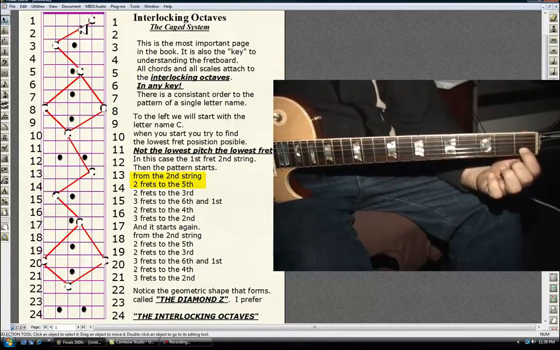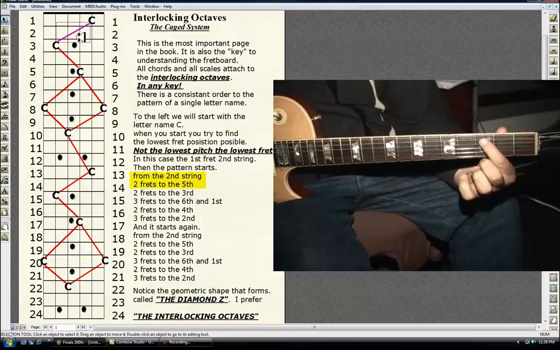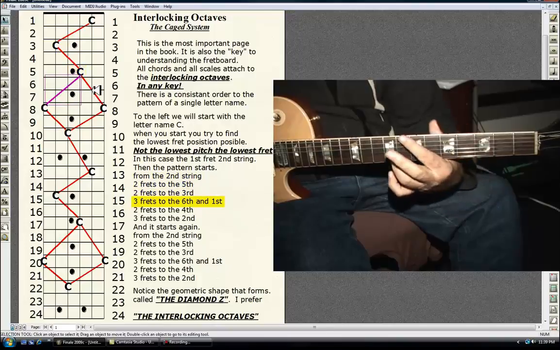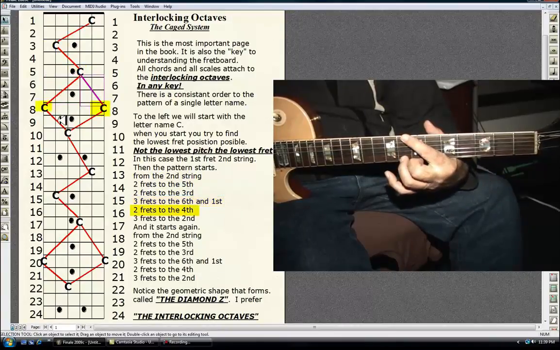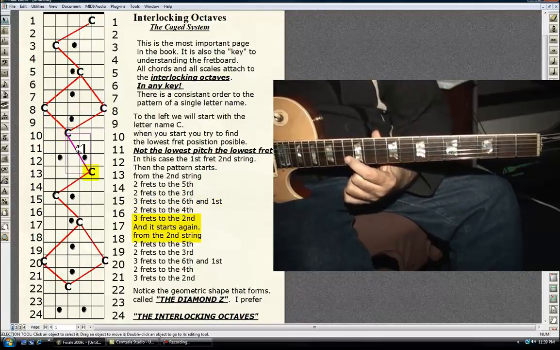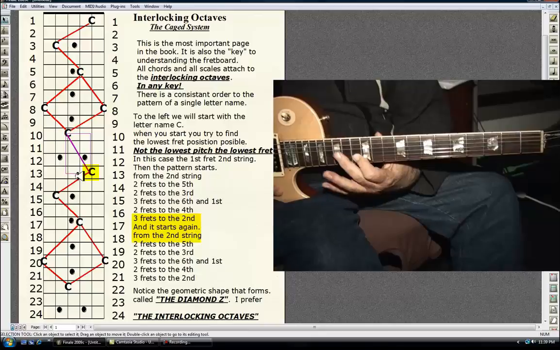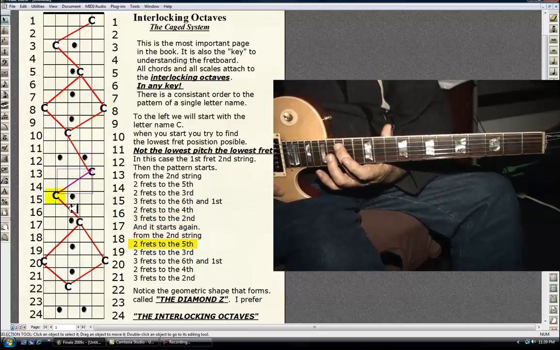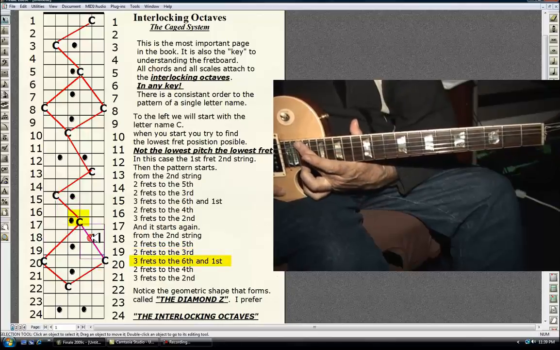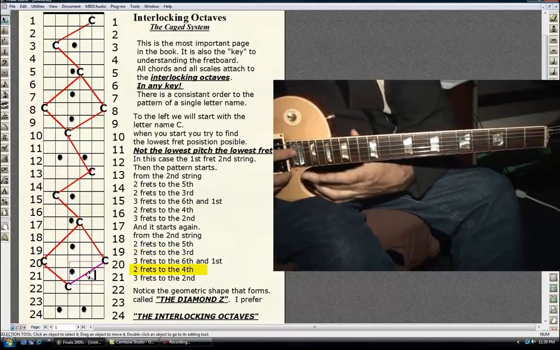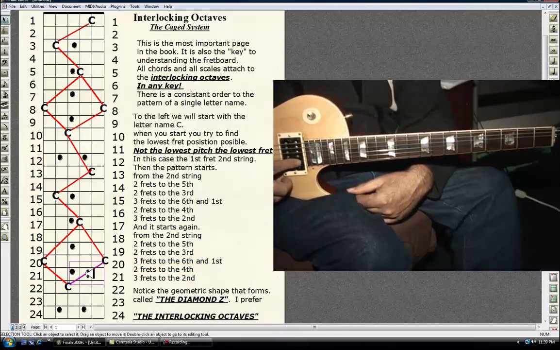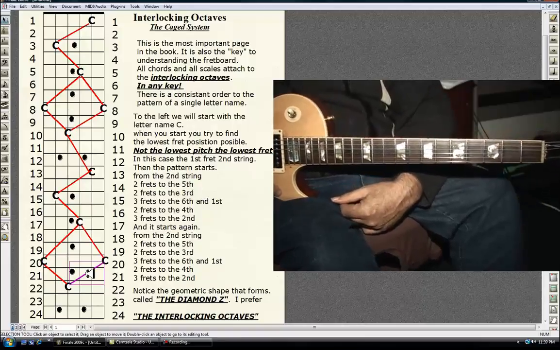From the second string, it is 2 frets to the 5th, 2 frets to the 3rd, 3 frets to the 6th and 1st strings, 2 frets to the 4th string, 3 frets to the 2nd string, and it starts again from the 2nd string. 2 frets to the 5th, 2 frets to the 3rd string, 3 frets from the 6th and 1st strings, and 2 frets to the 4th string. And we could go, if we had more frets, 3 frets to the 2nd string, but we only have a 24-fret fretboard, and that would be 25.